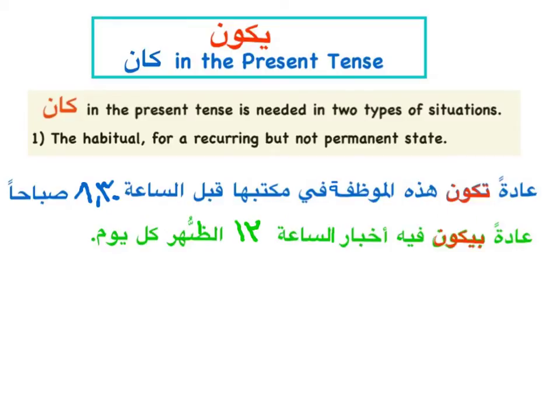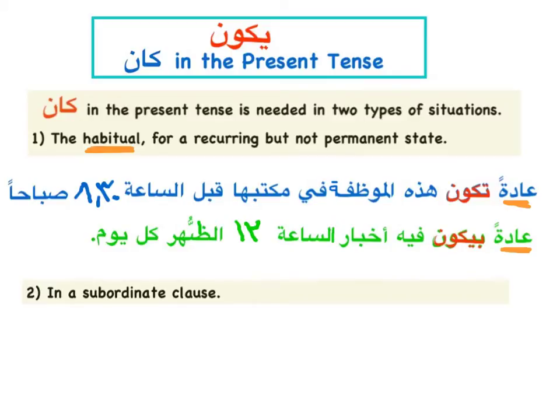And then عامية, same use, we say عادة بيكون فيها أخبار الساعة 12 الظهر كل يوم. Same meaning of بيكون. It means that usually عادة there is news at 12 at noon every day.